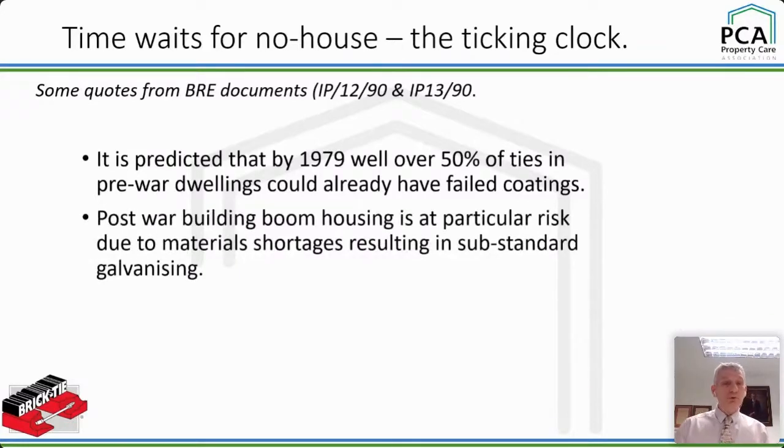Next one, post-war building, room housing is at a particular risk due to material shortages. I'm sorry to read these to you, but this is important because post-war, the standards were being obeyed, if you like. So now, if you're going to galvanise something, you're going to galvanise it to the standard. And the standard was defective. So they do not generally have enough zinc on. And so their lifespan is much lower, okay?